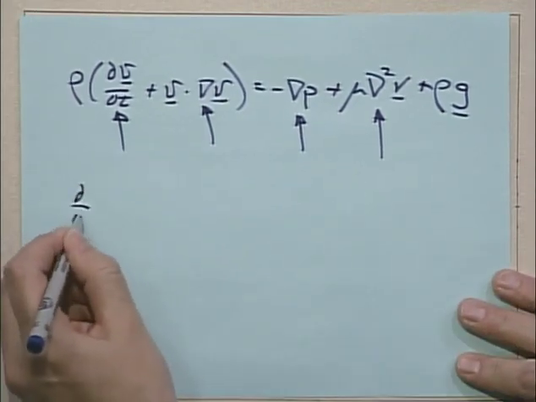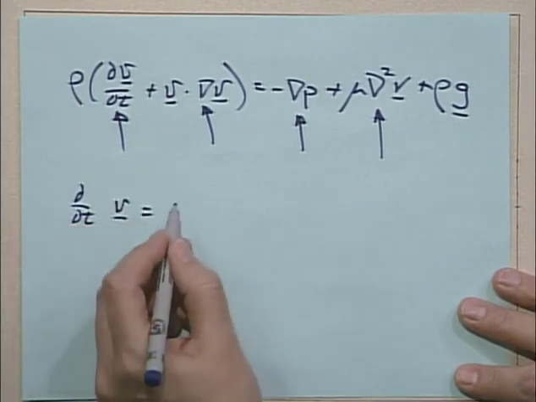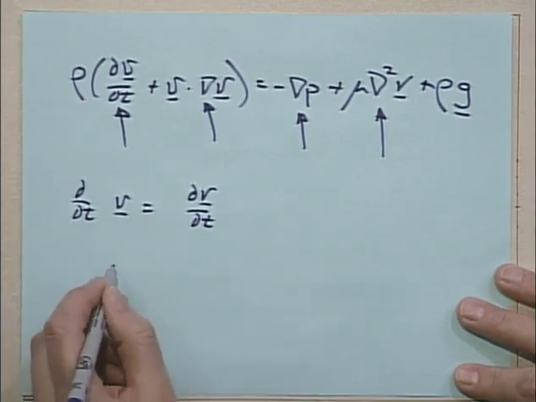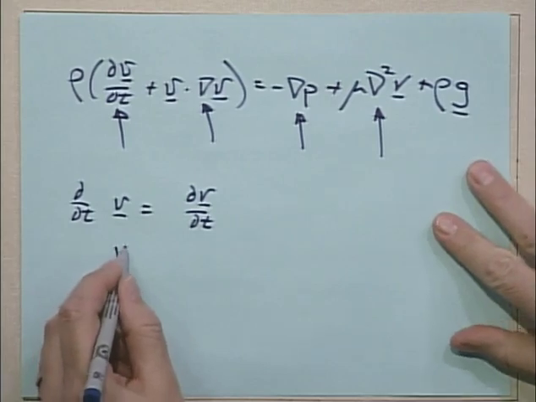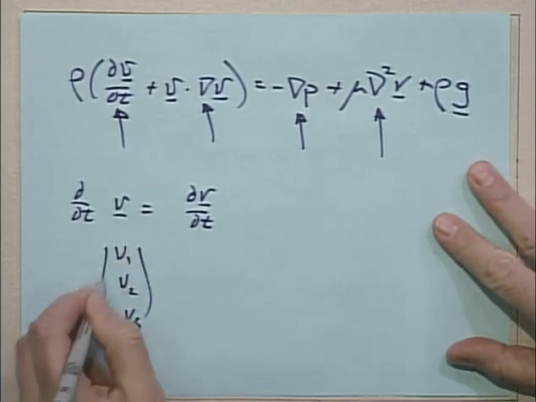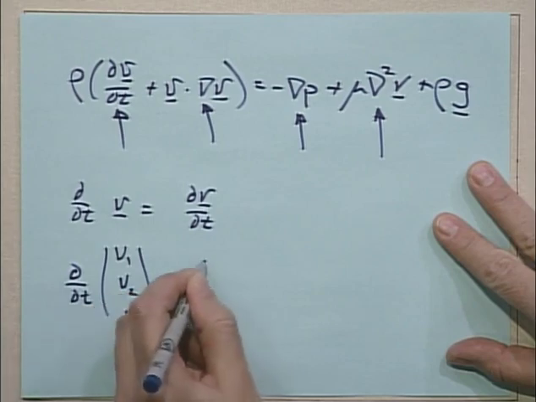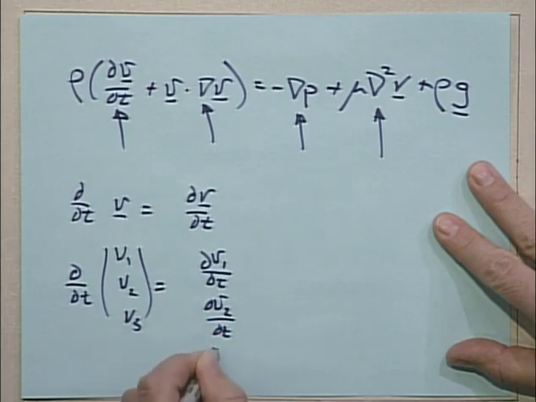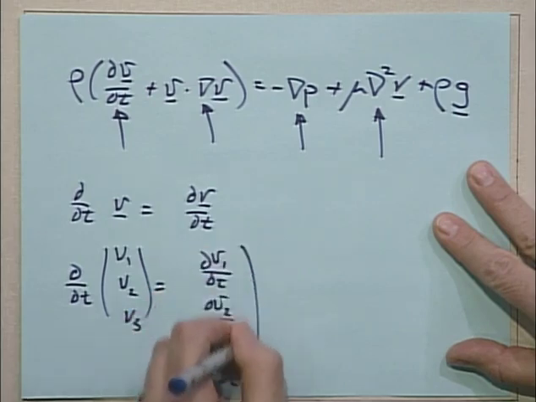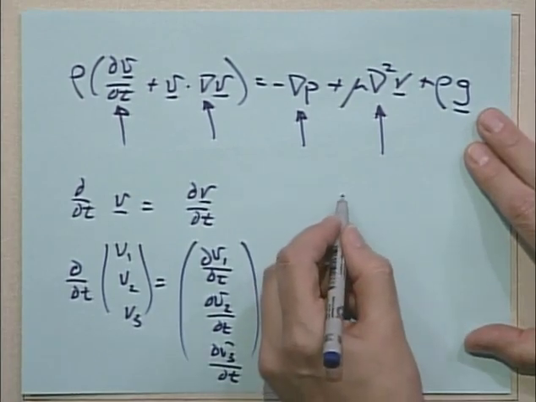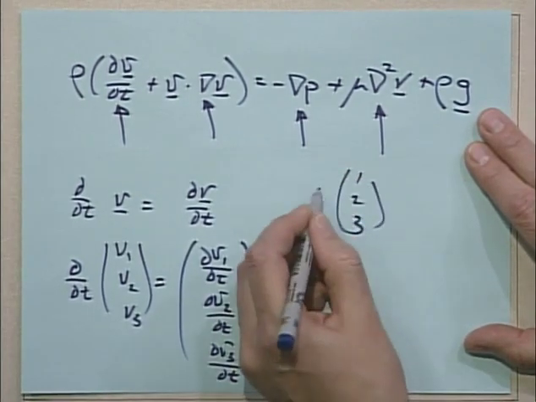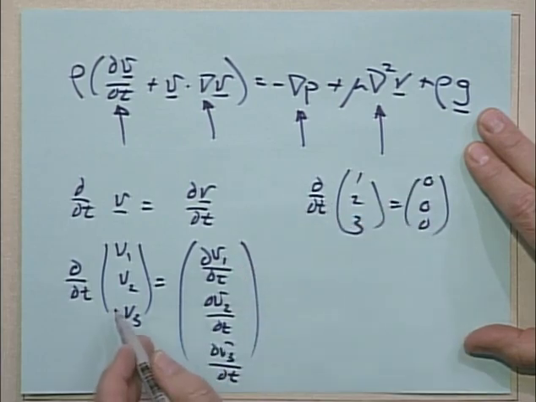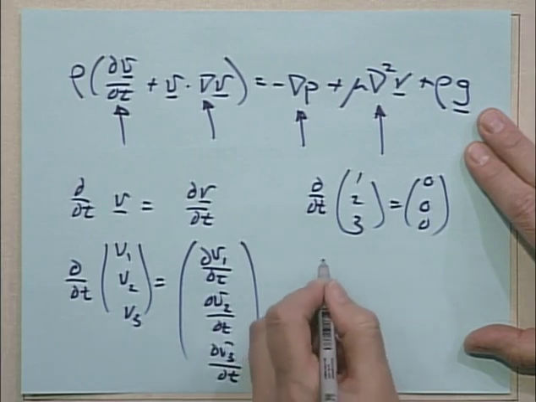So time derivatives of a vector are very easy. You just take the time derivative of the vector, and you get the time derivative of the vector. If you were dealing with coefficients, so for instance, v1, v2, v3, d by dt, it's just the time derivative of each of the coefficients. If I had a vector that was just numbers, then that time derivative would just be 0, just like regular numbers.